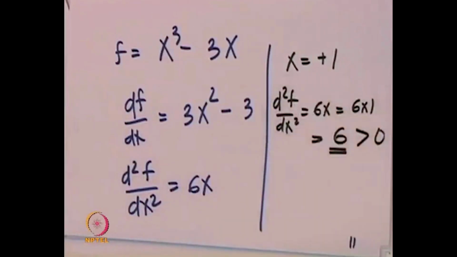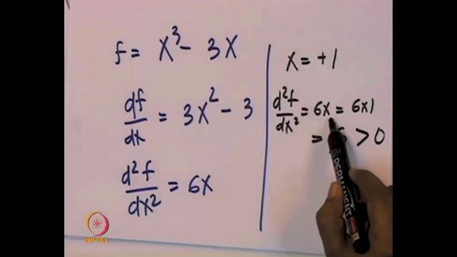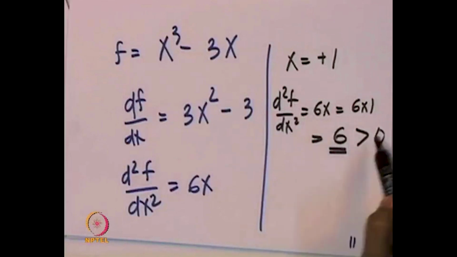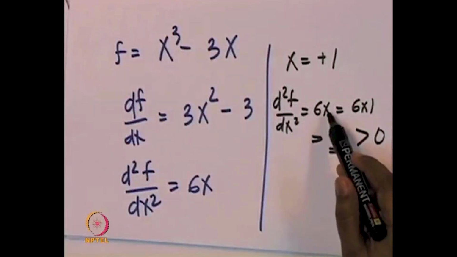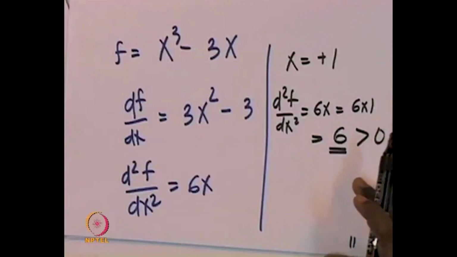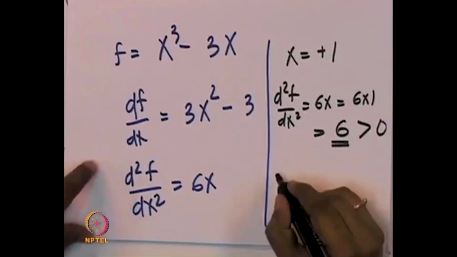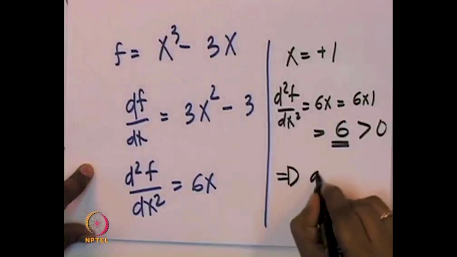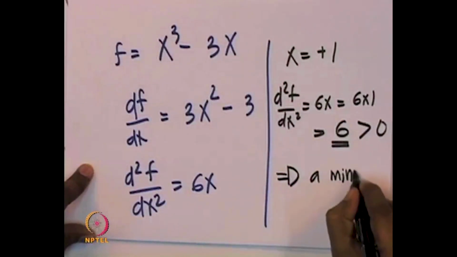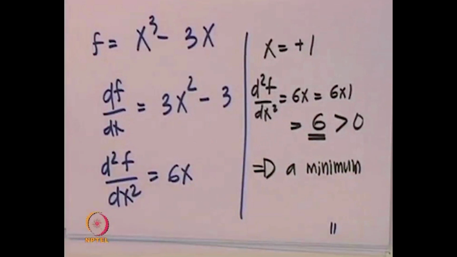So, at x equal to 1, the second derivative, that is 6x, is greater than 0, because at x equal to 1, 6x is 6. So, 6 is greater than 0. So, at x equal to +1, the second derivative is greater than 0. This implies that it is a minimum. Whenever the second derivative is greater than 0, it has to be a minimum.